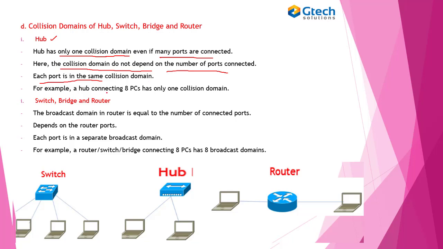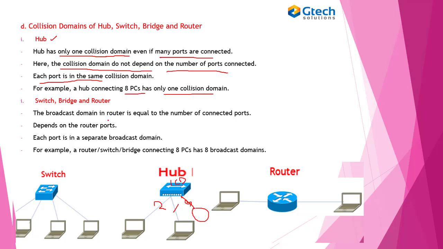A hub connecting 8 PCs has only one collision domain because each port is in the same collision domain. So a hub has only one collision domain. Okay. Then number 2, switch, bridge and router.